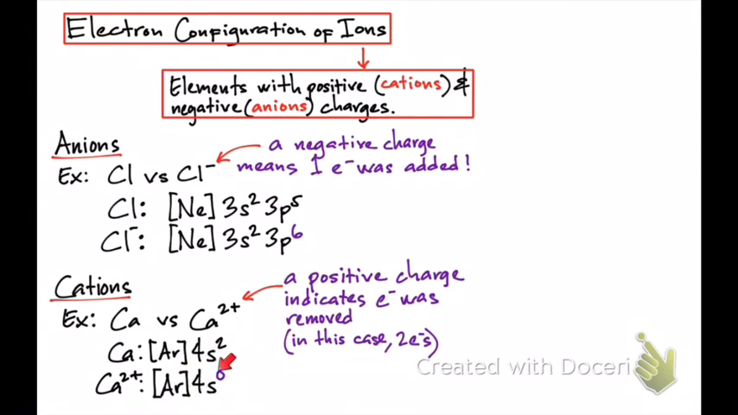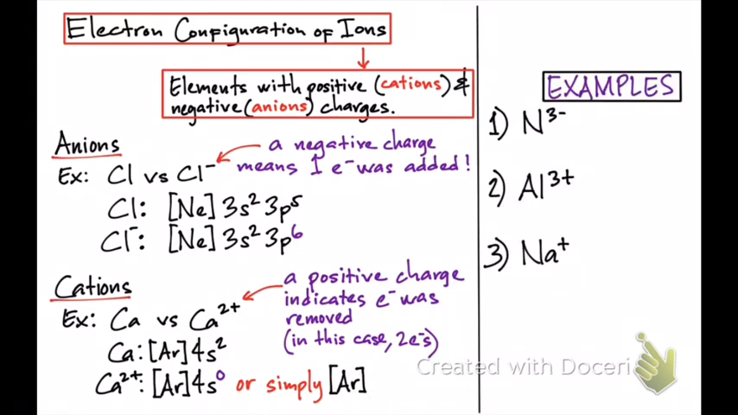Whenever you're writing the electron configuration for an ion, you don't have to really include 4s0. It's basically implied that the 4s is there, it's just empty. It doesn't have any electrons. So you can just report it as Ar. That means this calcium 2 plus has the same electron configuration as the noble gas argon.